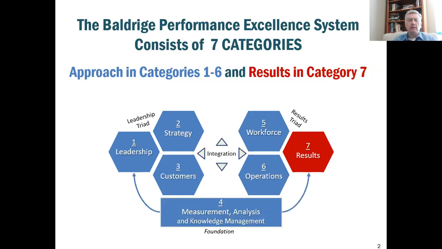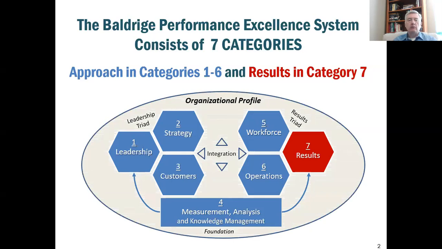The foundation that connects the various elements is your measurement system. It produces the results that are reported, and those results provide feedback to leaders, and measures also help to integrate the various elements of your performance excellence system. And all of this is viewed through the context of the organizational profile, which defines the unique characteristics of an organization, its situation, its challenges, advantages, etc., that helps to customize the application of this generic framework to a particular organization. So this organizing framework, these 7 categories, is one way to think about the criteria.